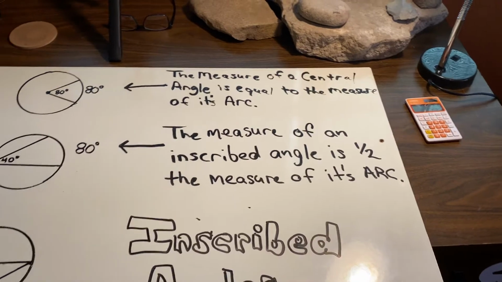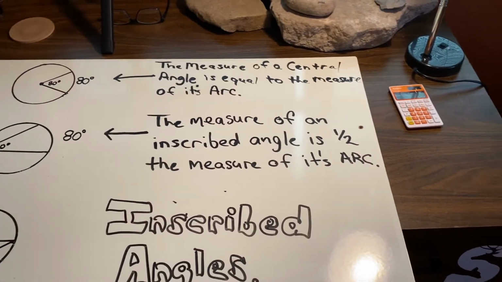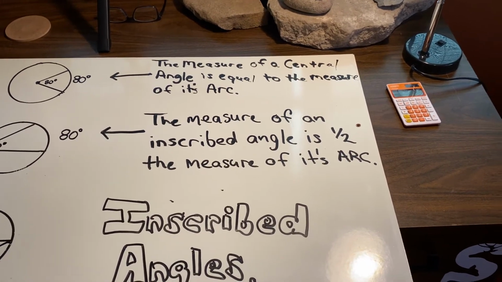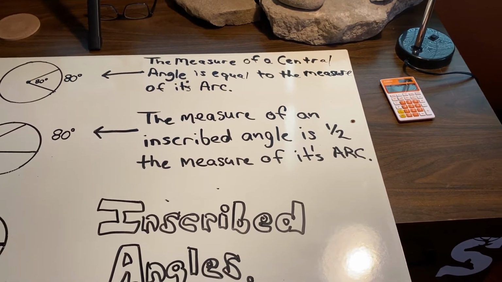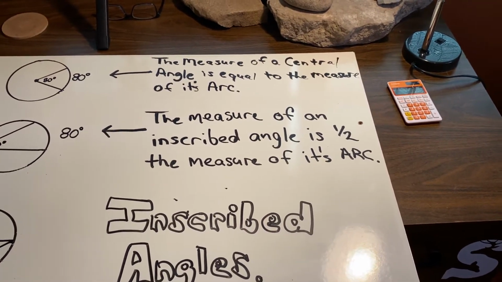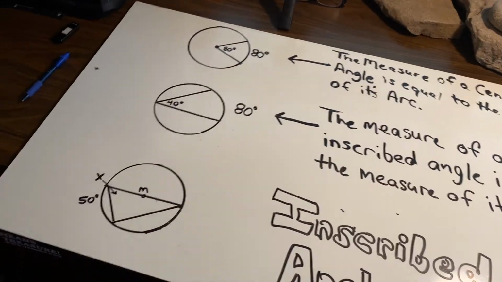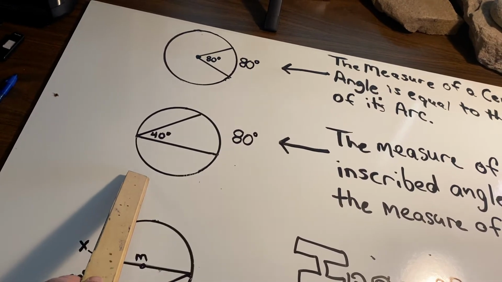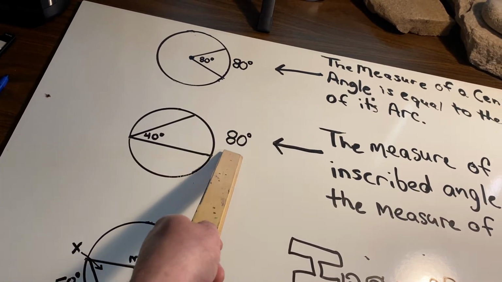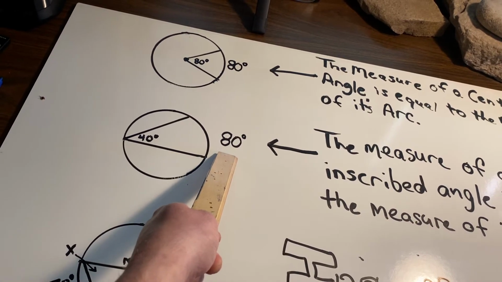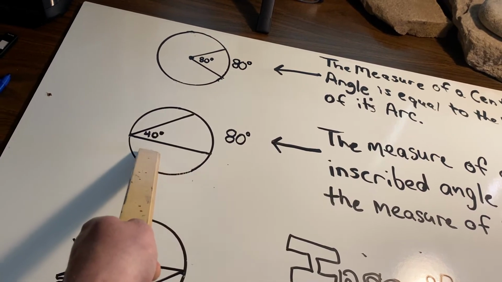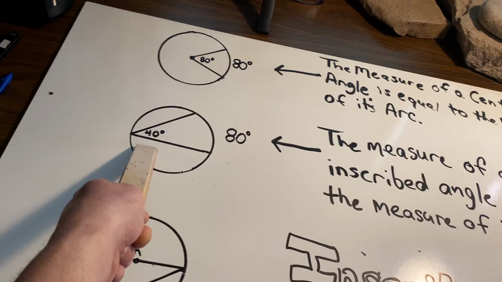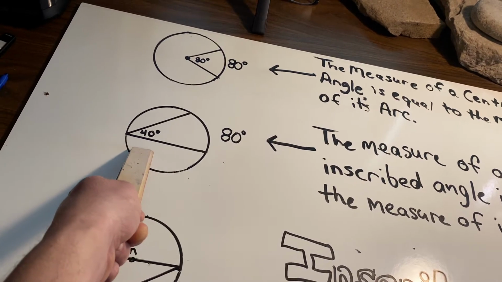And now, as far as the measure of an inscribed angle, the measure of an inscribed angle is going to be 1/2 the measure of its arc. So if we go back over to our inscribed angle, if the measure of the inscribed angle's arc is 80 degrees, then the actual measure of the angle is going to be half of that. So half of 80 degrees is 40 degrees.